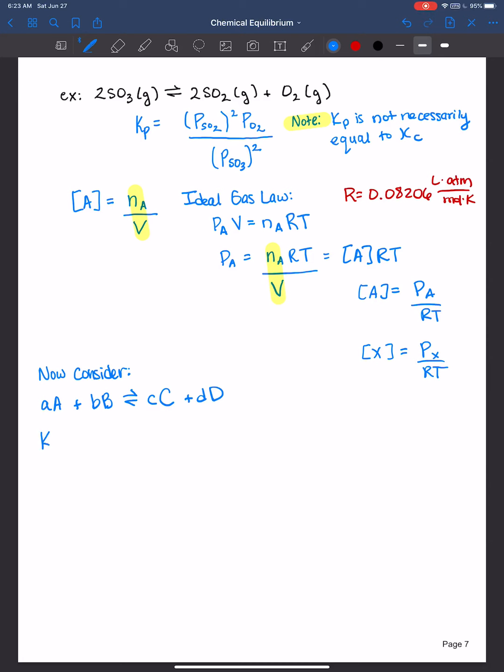Now, if I asked you to write the equilibrium constant expression in terms of concentration, it would be products over reactants, but you use the concentration terms in molarity. Now I can substitute the partial pressure of each gas over RT for each of these here. So I'll go ahead and do that.